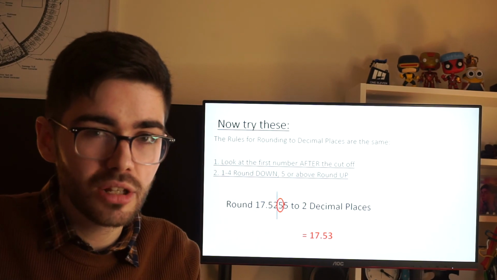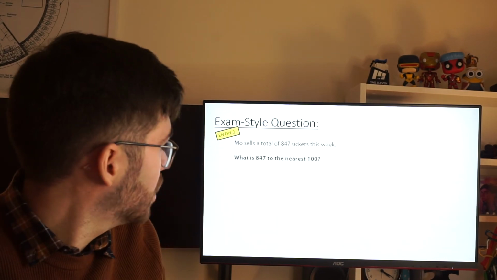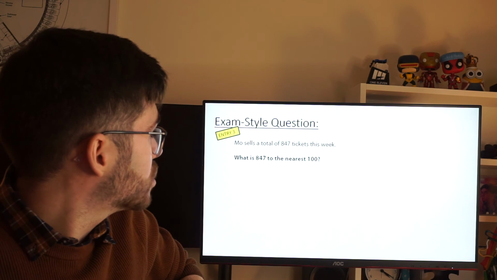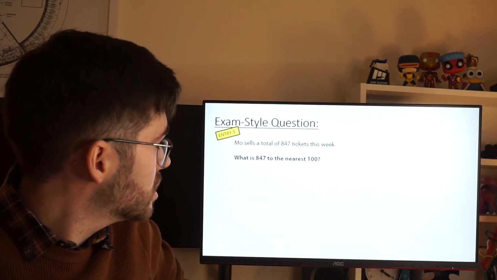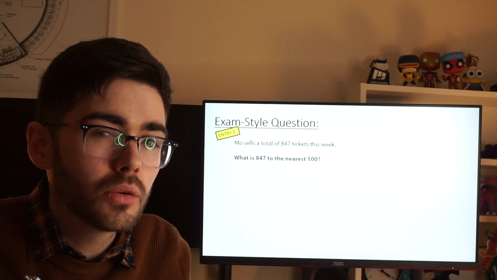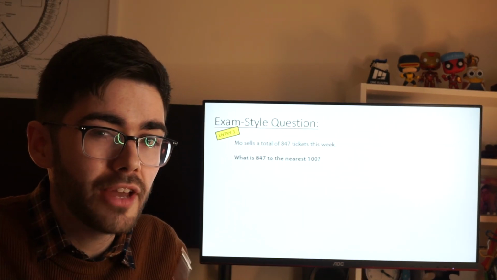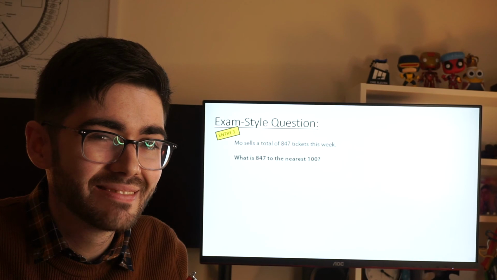Let's look at an exam style question to finish. So, Mo sells a total of 847 tickets this week. What is 847 rounded to the nearest 100? Have a think. What are the rules? What do we need to do? Pause me if you need to, because I'm about to tell you the answer.